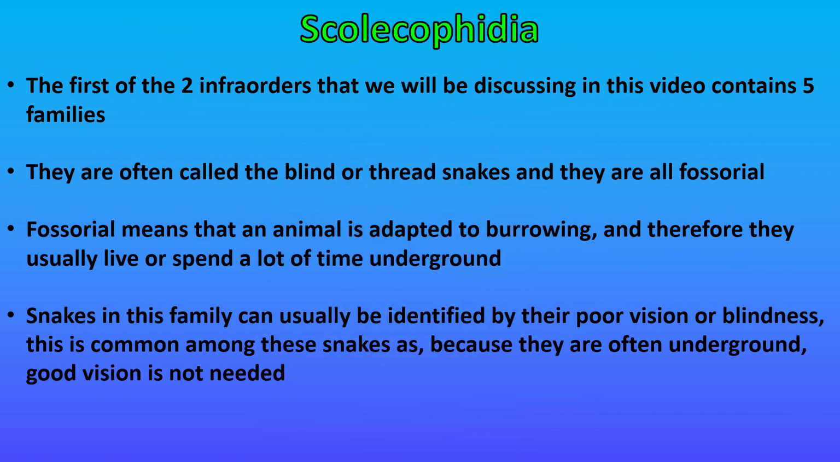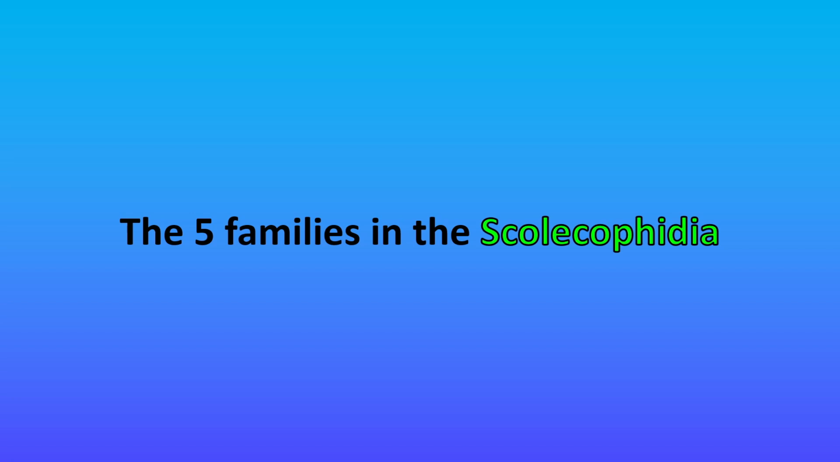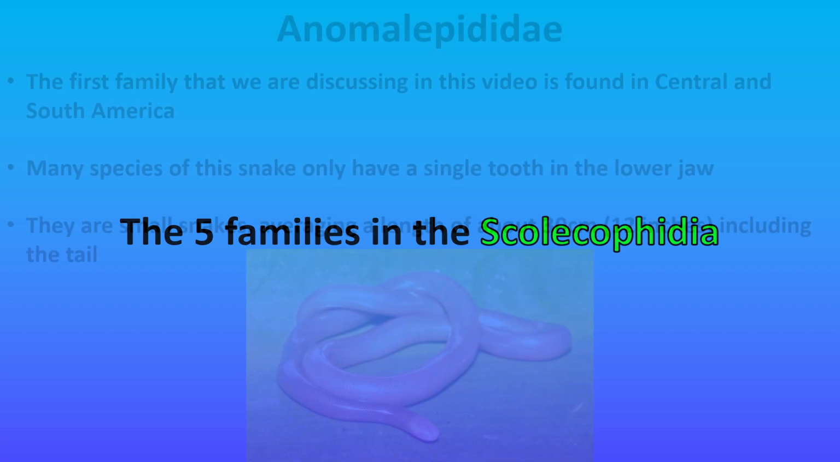First is the Scolecophidia. The first of the 2 infraorders that we will be discussing in this video contains 5 families. They are often called blind or thread snakes, and they are all fossorial. Fossorial means that an animal is adapted to burrowing, and therefore they usually live or spend a lot of time underground. Snakes in this group can usually be identified by their poor vision or blindness, and this is common among these snakes because, since they are often underground, good vision is not needed. So let's look at the 5 families in the Scolecophidia.